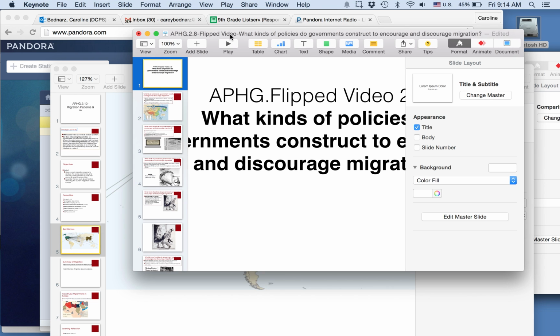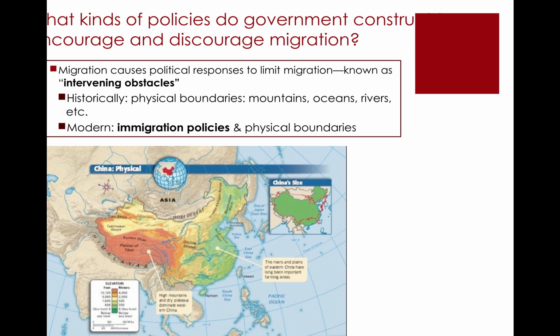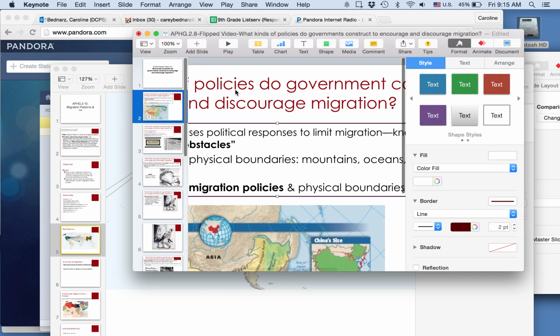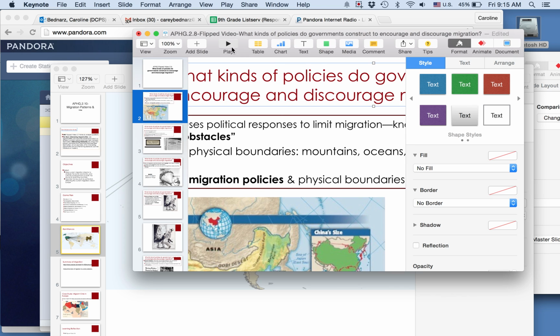Hi, team. We're going to continue our conversation about immigration now, moving towards the policies that often shape migration. Just like pro and antinatalist policies encourage and discourage fertility, there are also similar policies made by governments to encourage and discourage migration. So our central question is: what policies do governments construct to encourage and discourage migration?